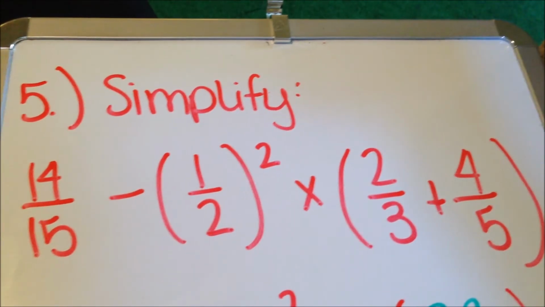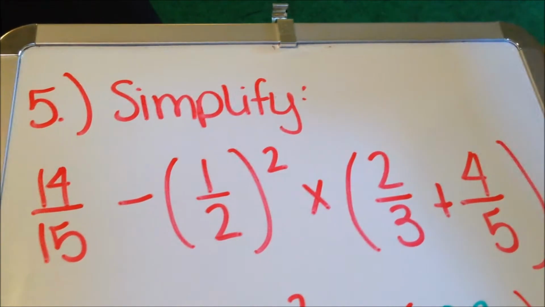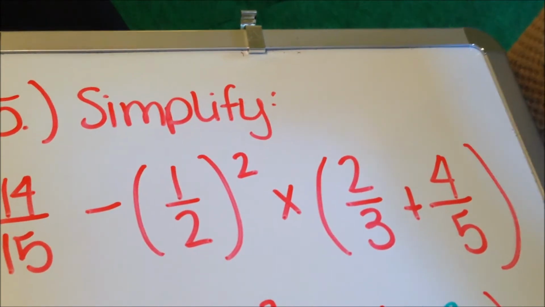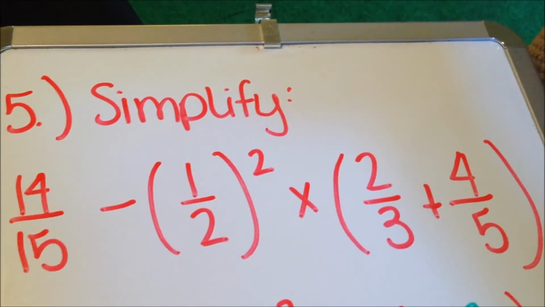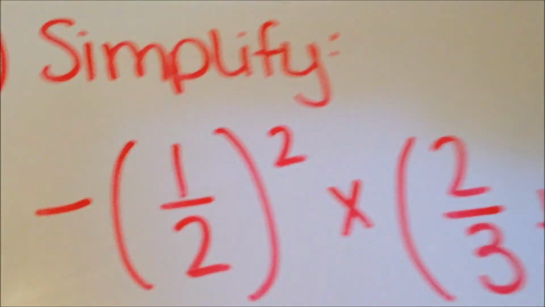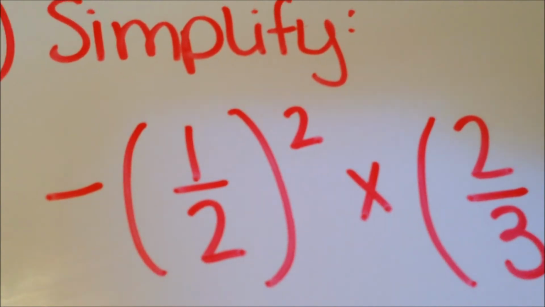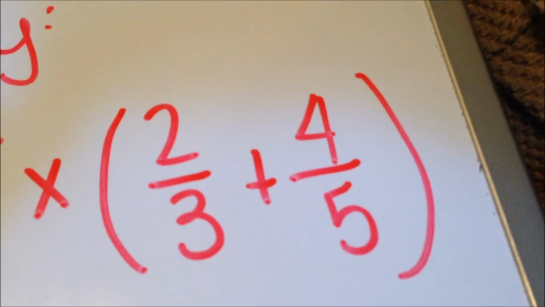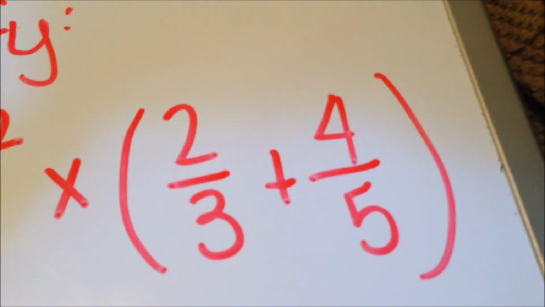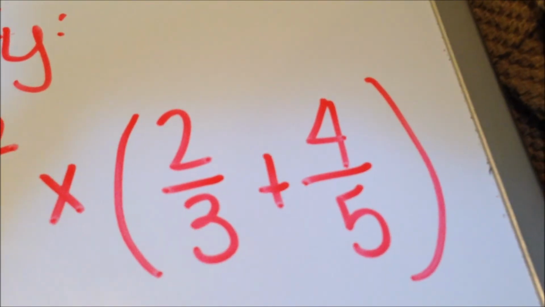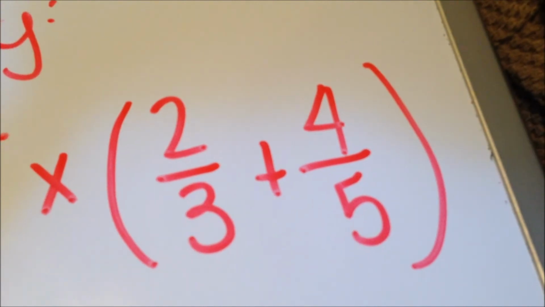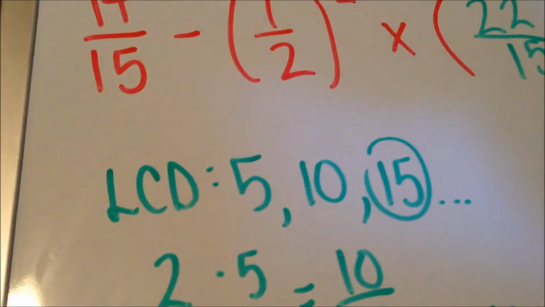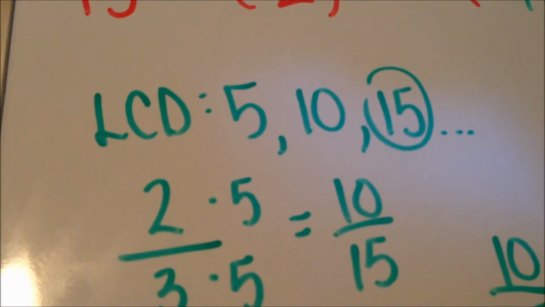Number 5, simplify 14/15 minus 1/2 squared times the quantity 2/3 plus 4/5. Step 1, do we have any parentheses? Yes. Even though 1/2 has parentheses around it, it's just a single number, but we do have the quantity 2/3 plus 4/5. That we do have to simplify. So we're adding fractions. Unlike denominators, we have to find an LCD. The LCD between 3 and 5 is 15.